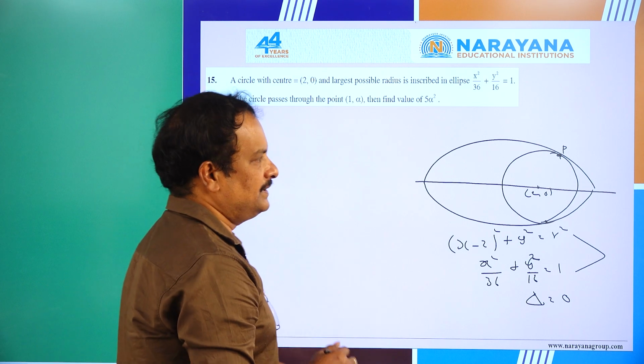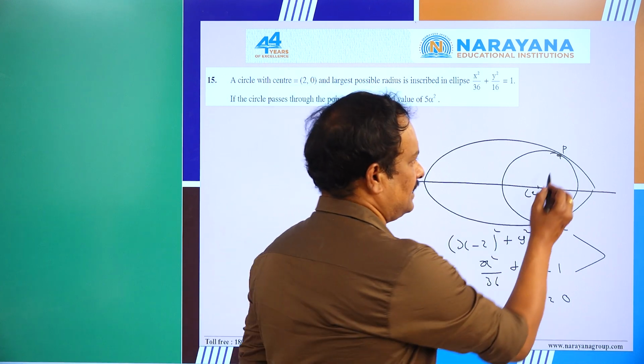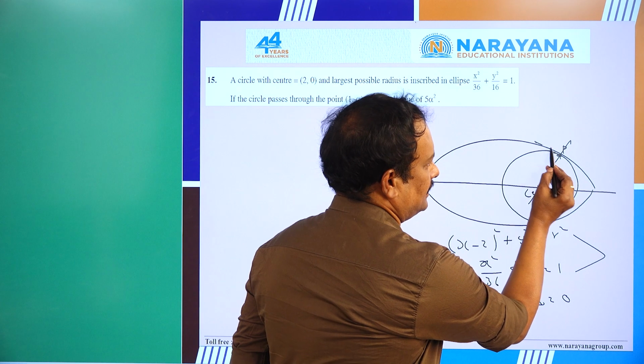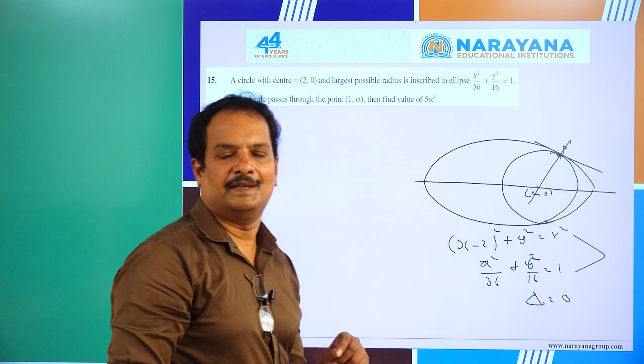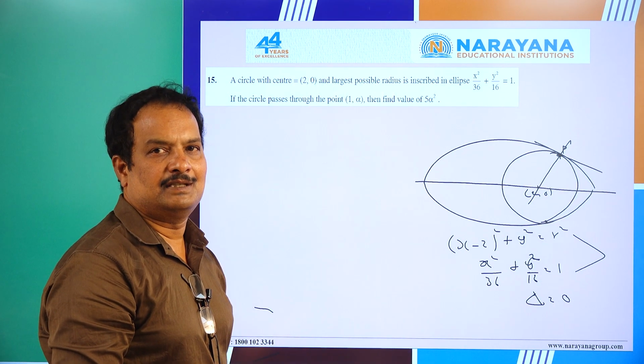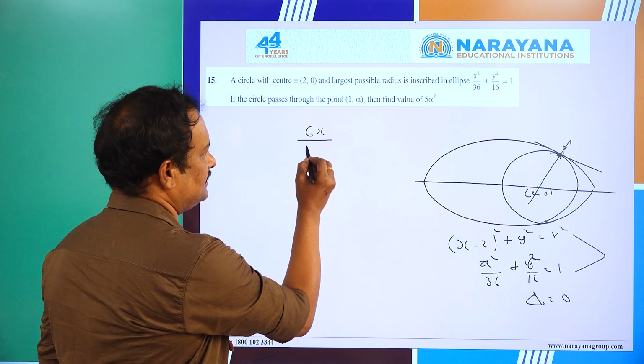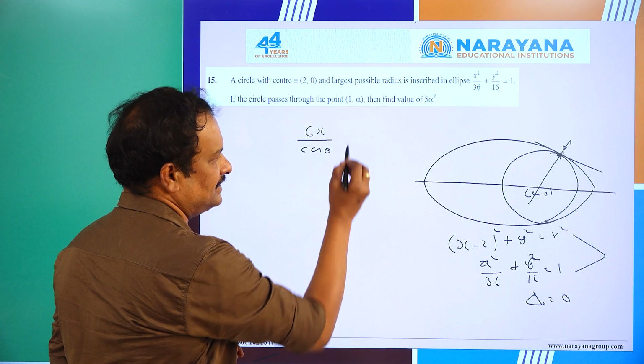Alternate method: obviously you have to take the common normal. This is the normal at this point, and that is the tangent at that point. So what is the normal at the point P? It is ax by cos theta minus by by sin theta. So ax means 6x by cos theta. Next, this is what?